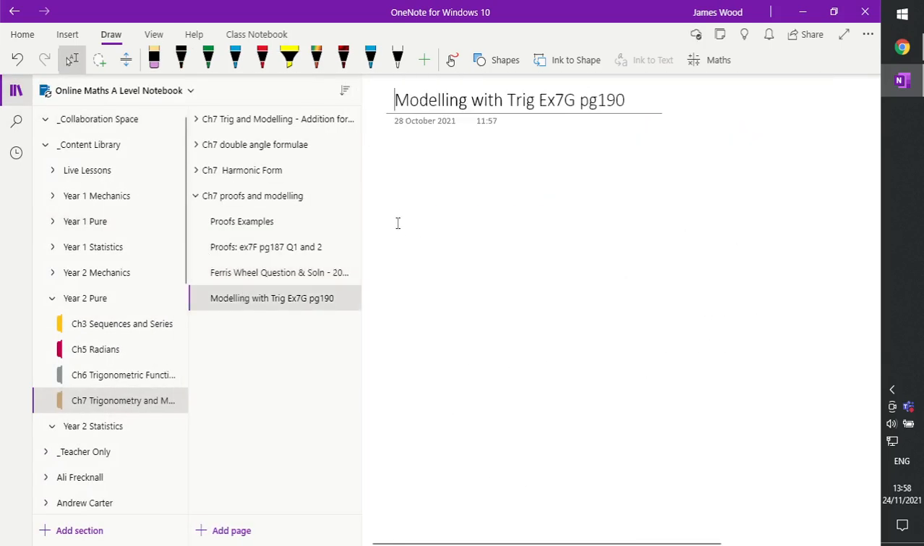So there's an exercise focusing on modelling with trig, which is exercise 7G. You can have a go at that, and again, use the worked solutions to help you, but they normally use harmonic form, and then you're using that to find minimums and maximums and solving equations to find times normally.